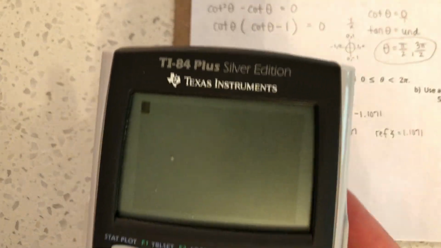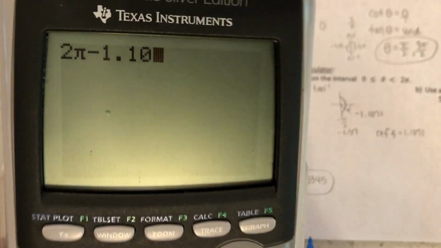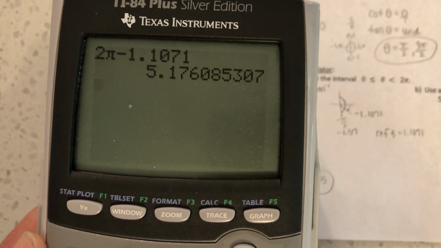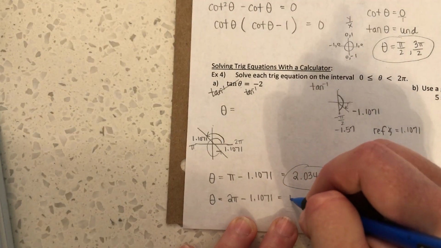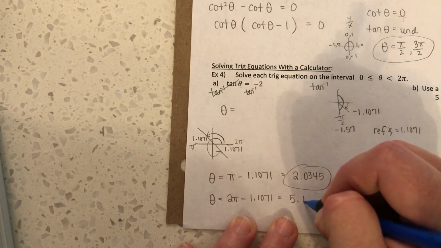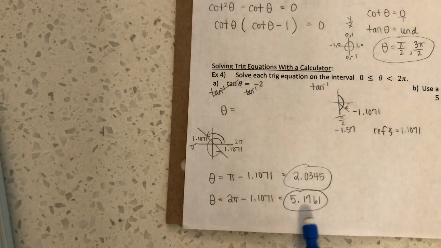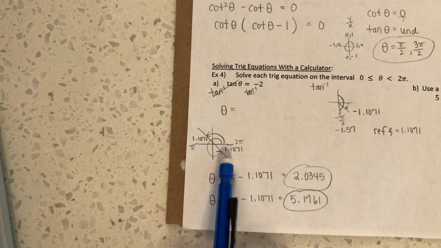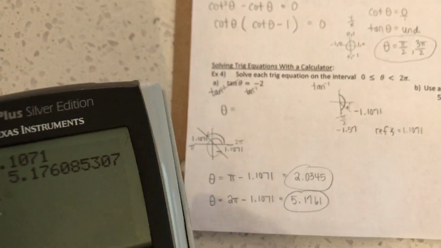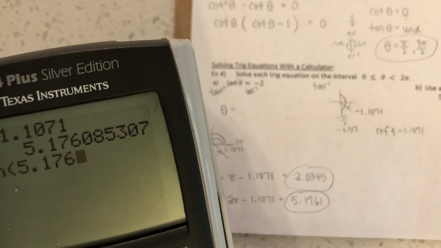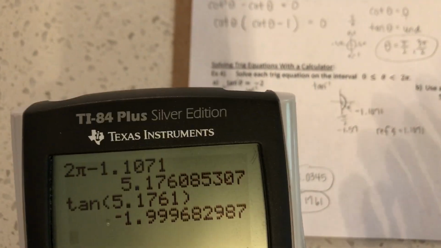So ask your calculator, what is 2 pi minus 1.1071, hit enter, and it's about 5.1761 radians. All right, and that's the quadrant 4 angle that would have made that equation true. All right, and again, I can test it. If I asked my calculator what is the tangent of 5.1761, again, I rounded, it should be close to a ratio of negative 2, and it is, okay?